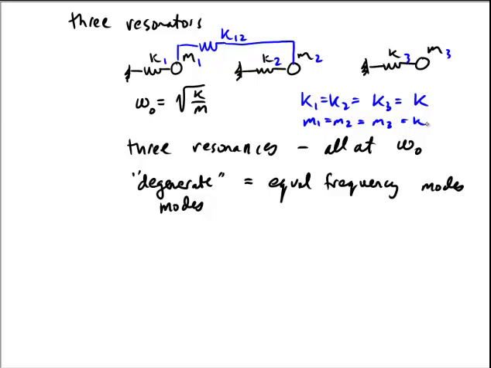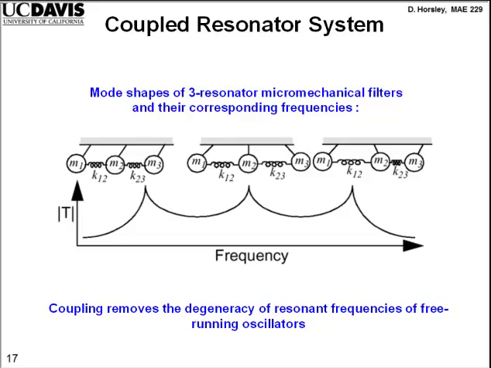Okay, so now we have a coupling spring between mass 1 and mass 2, and a coupling spring between mass 2 and mass 3. So now what happens? We have these three resonators. They're called degenerate initially because they're not coupled to each other. They all have the same resonant frequency. And now we're going to introduce some coupling springs. It turns out that, as it says here, coupling removes the degeneracy of resonant frequencies of free-running oscillators.